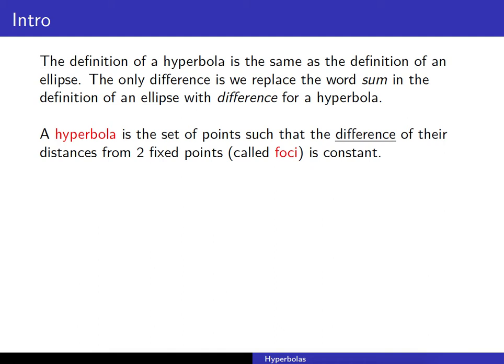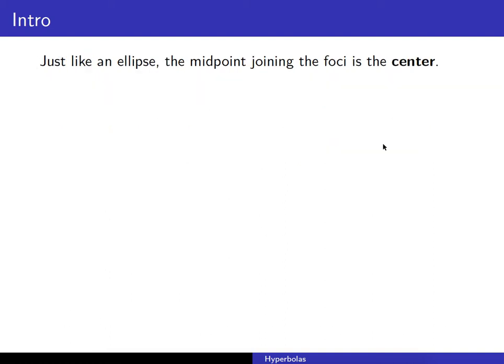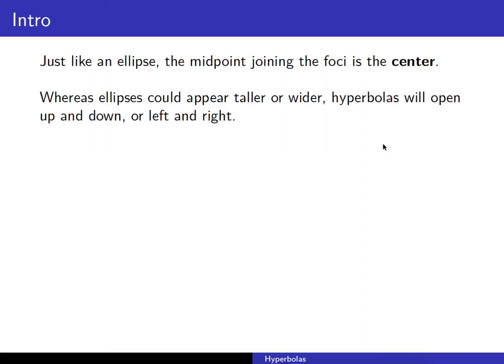So with ellipse, the change was this word here. We had the word sum in the definition for ellipse where we added those distances. And in hyperbolas, we're taking their difference, so we're going to be subtracting them. So just like an ellipse, the midpoint joining the foci is the center, and there's a lot of similarities between equations and such for hyperbolas and ellipses.